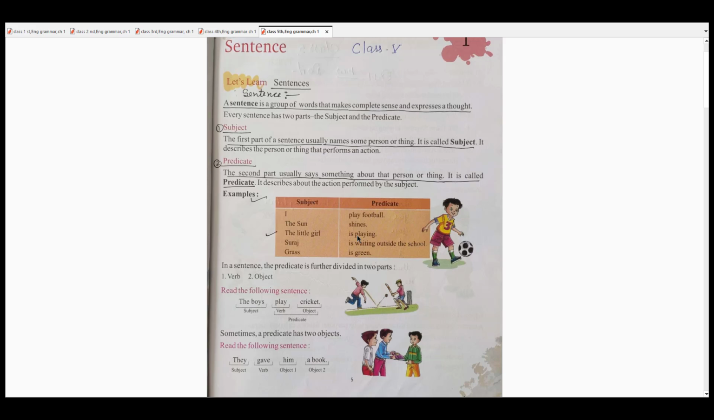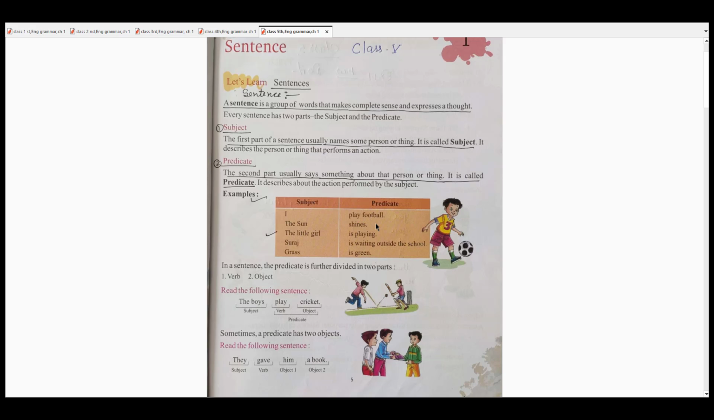So, whenever a sentence comes, you have to ask a question to yourself. What question can that be? Suppose you have a sentence. The sun shines. So there are two things, sun and shines. First question is who is shining? And second question is what is who doing? Okay, who shines? Sun shines. What does sun do? It shines. Therefore, subject is the sun and predicate is shines.